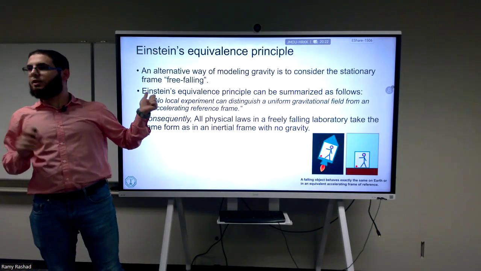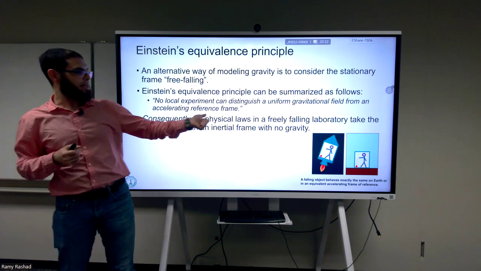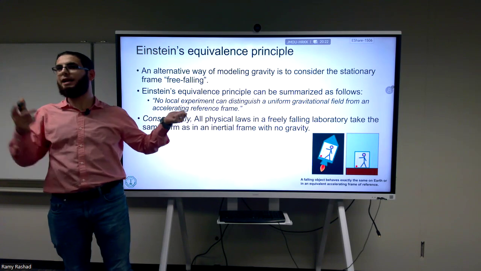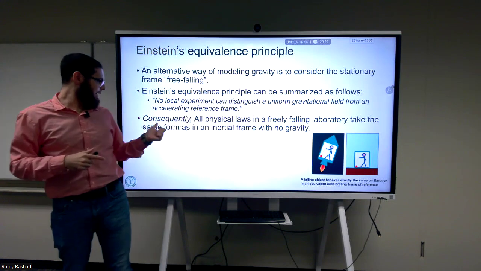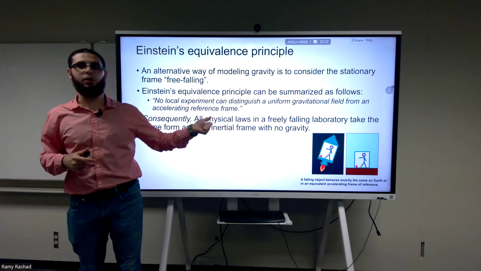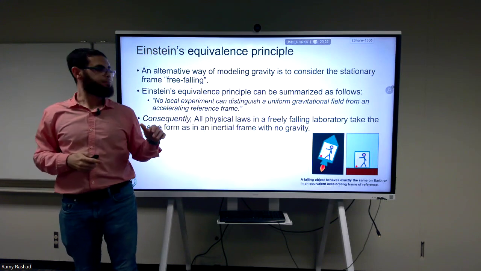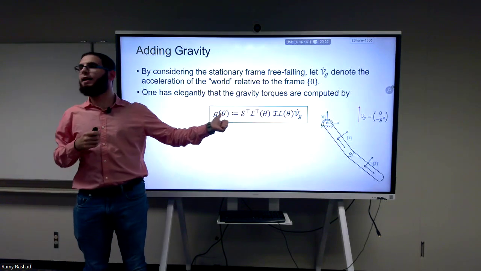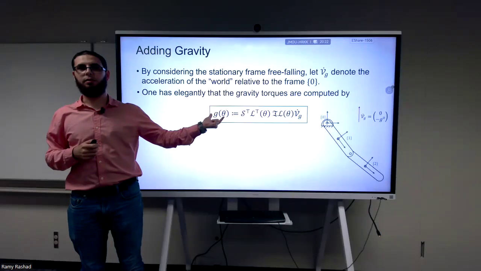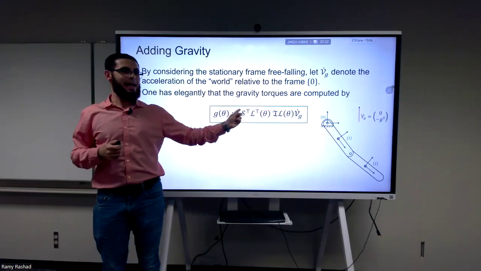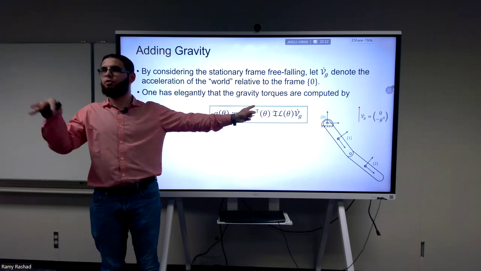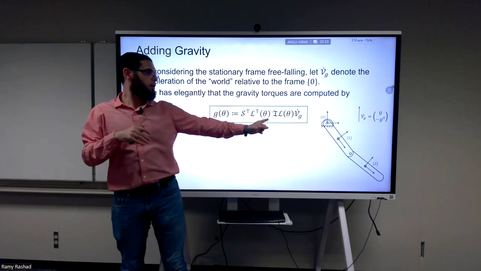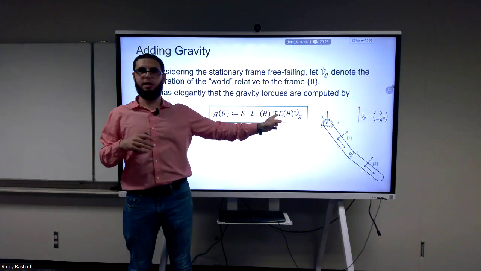So all physical laws, this is the consequence of that statement, in a freely falling laboratory, or in our case a reference frame, take the same form as in an inertial frame with no gravity. Okay. What is the equivalence of that? There is a much more elegant way that you can calculate this gravity torque. Again, there's an S transpose, L transpose. So you see there's some Jacobian there, transposed. There's an inertia tensor, so the mass goes into place here. There's again some L, so L transpose, and I.